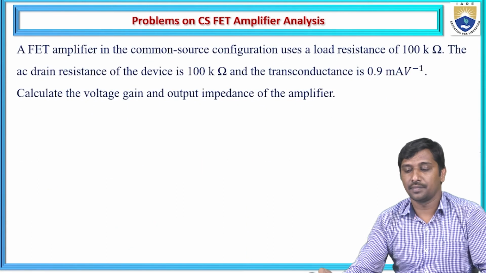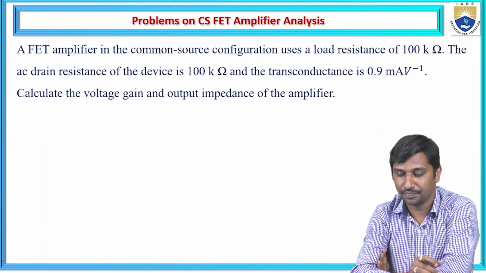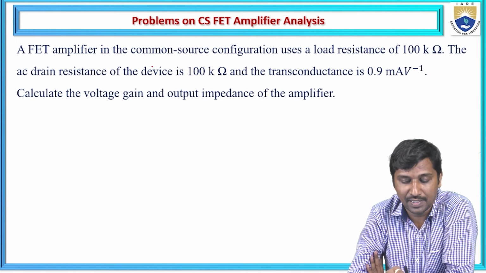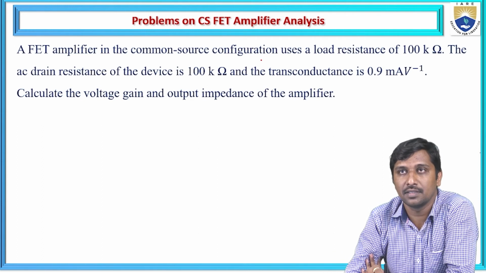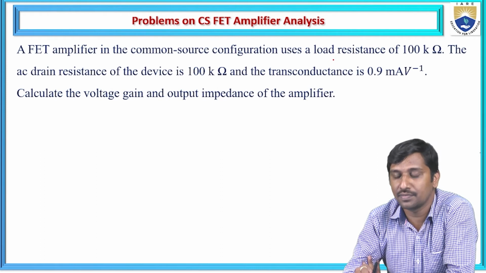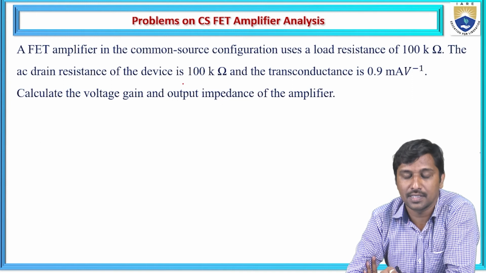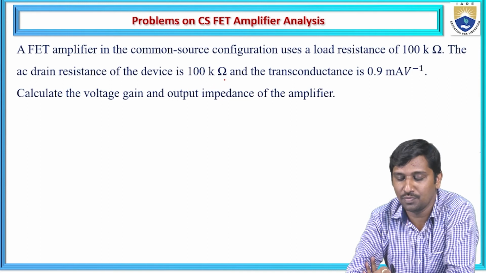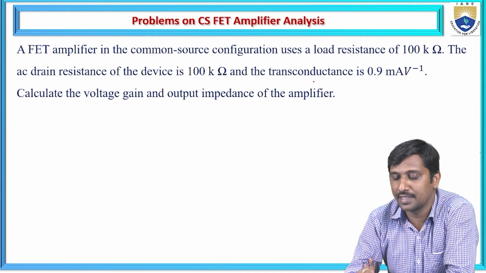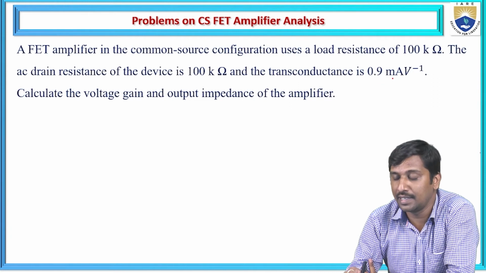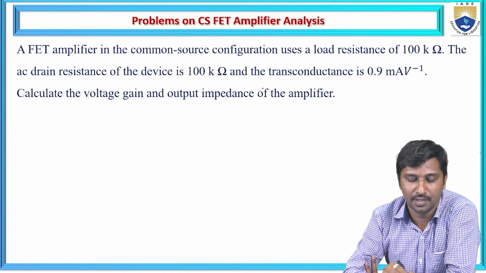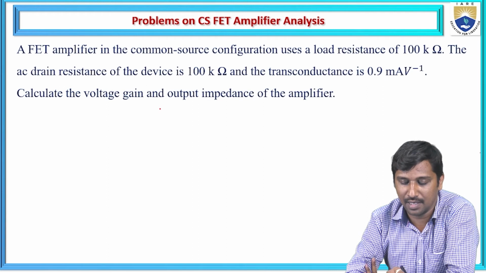Now we'll discuss another problem. A FET amplifier in the common source configuration uses a load resistance of 100 kilo ohms. The AC drain resistance of the device is 100 kilo ohms and the transconductance is 0.9 milliampere per volt. Calculate the voltage gain and output impedance of the amplifier.